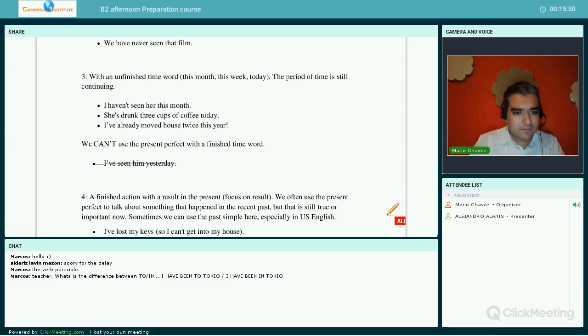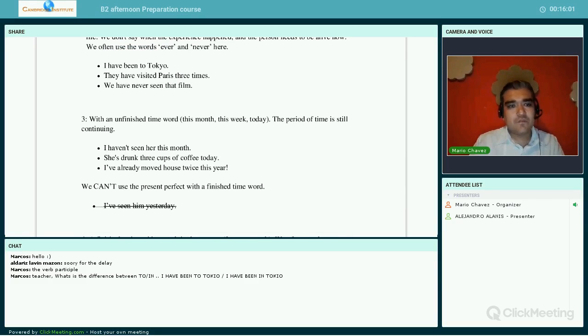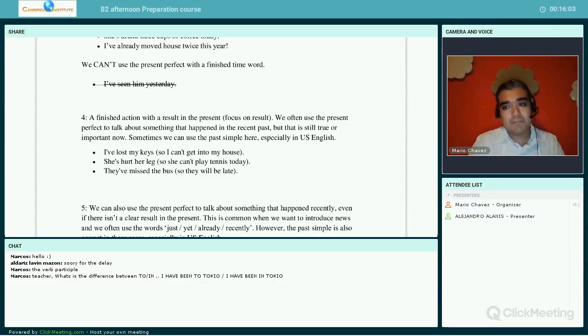All right. Let me see. What's the difference between "to" and "in"? "I have been to Tokyo." "I have been in Tokyo." All right. Well, basically, the difference between "to" and "in" depends on the fact that it is a preposition, right?